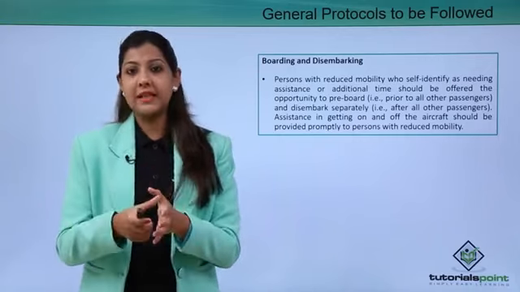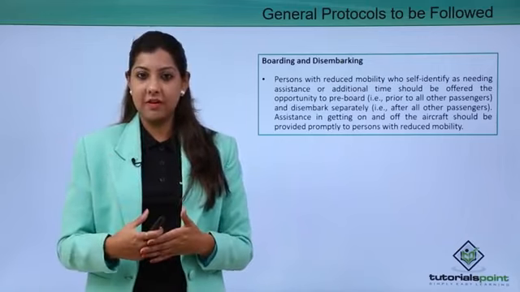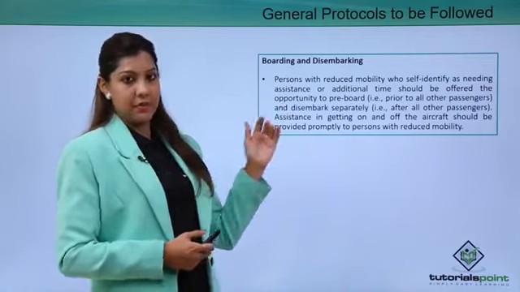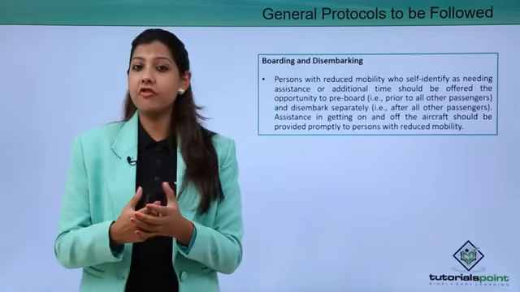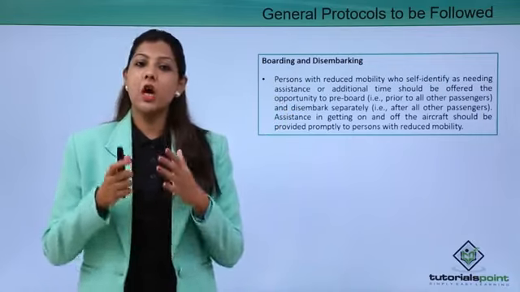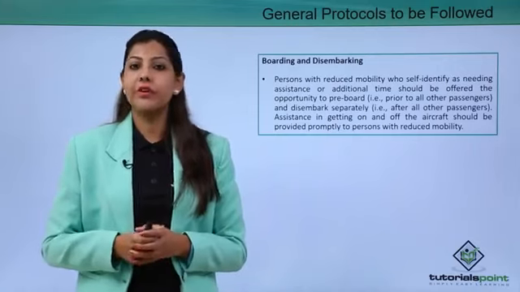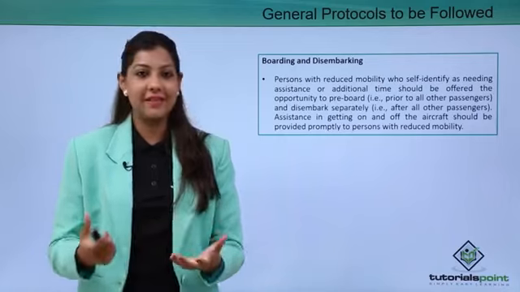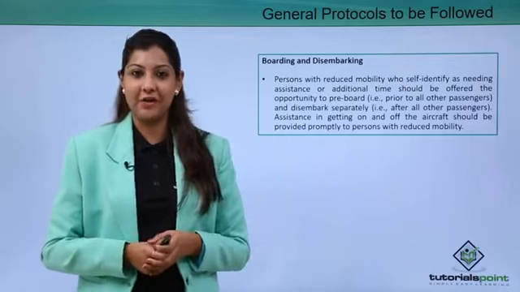So pre-boarding means they come before each and every passenger comes on board, and they are disembarked last, meaning once all the passengers come out of the aircraft after landing, wheelchair passengers or people with reduced mobility are disembarked last, because they take a lot of time to get out of the aircraft as well.